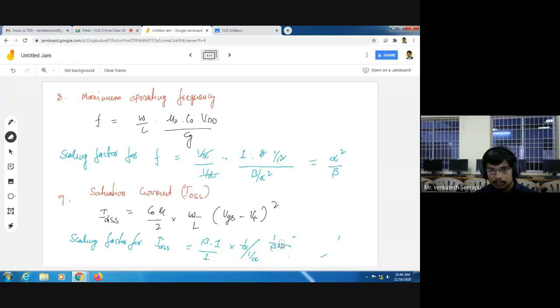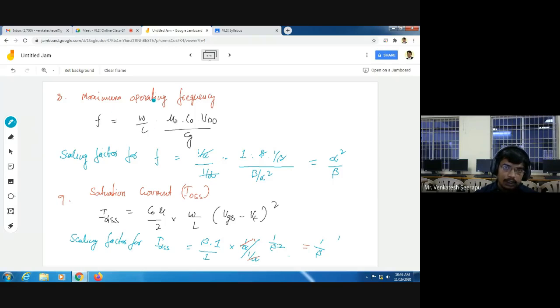Don't get confused. It has 1 by beta square. So 1 by alpha gets cancelled. Beta by beta square: the final scaling factor now becomes 1 by beta. It is the scaling factor for IDSS.